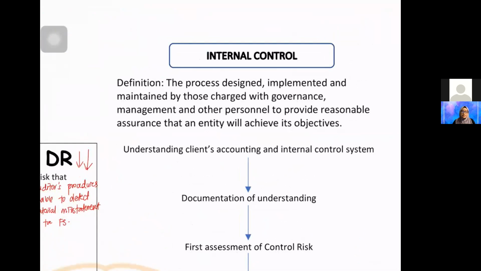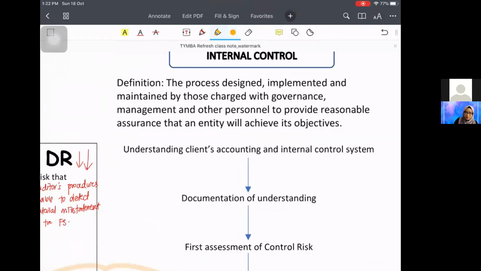Okay, so untuk internal control, actually you have several parts in internal control. First thing first adalah you need to know the definition. And then you need to know the components in internal control. You have the control environment, you have the risk assessment process, you have the information processing or information system, and then you have monitoring control, and control activities. So this one is under components of internal control.